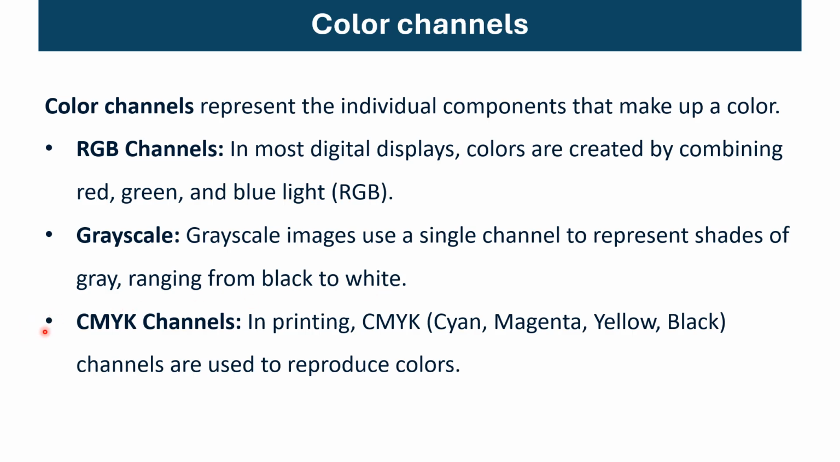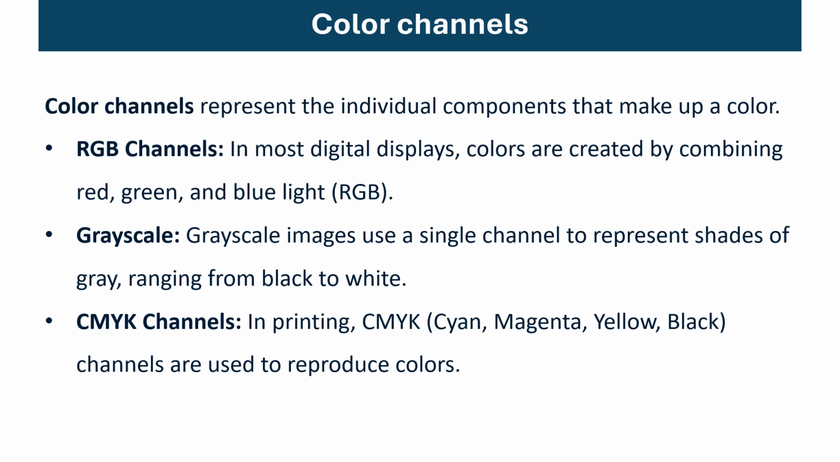We have the CMYK channels. CMYK means the cyan, magenta, yellow, and black colors. These channels are used to reproduce colors mostly in printing. So if you want to print something, these same colors are used in printing. They take those colors like RGB and combine them together to form this CMYK, which is used in printing.